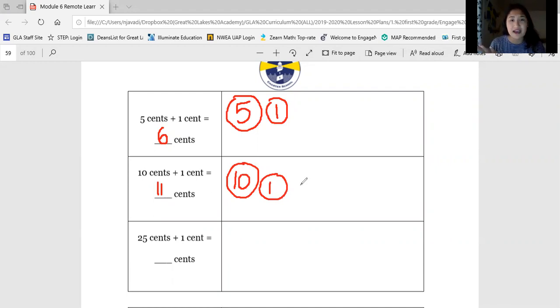How do you know that? You know because a dime is worth 10 and a penny is worth 1. 10 plus 1 is 11. And 10 cents plus 1 cent is equal to 11 cents. Let's look at the last one in this chart together. 25 cents plus 1 cent equals, pause and solve this one on your own.